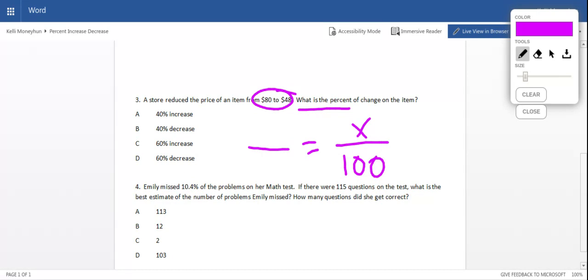Remember, top left, this is our big minus small. And the bottom is our original, okay? I want you to use your keywords to figure out which number is the original. It says from 80 to 48. So was it originally 80 or was it originally 48? That original number goes in the bottom. And then don't forget that you have to subtract your two numbers to find the number that goes on the top left.